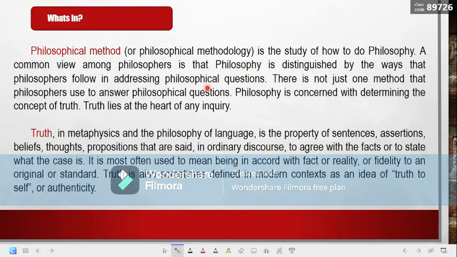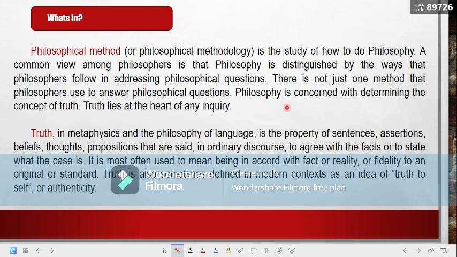Okay, so what's in? Philosophical method, or we call it philosophical methodology, is the study of how to do philosophy. A common view among philosophers is that philosophy is distinguished by the ways that philosophers follow in addressing philosophical questions. There is not just one method that philosophers use to answer philosophical questions.